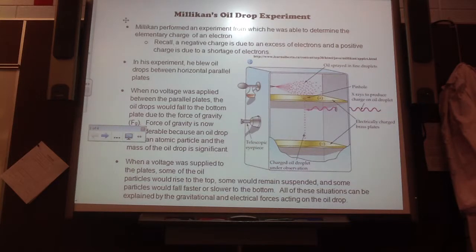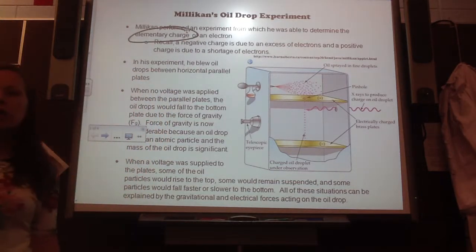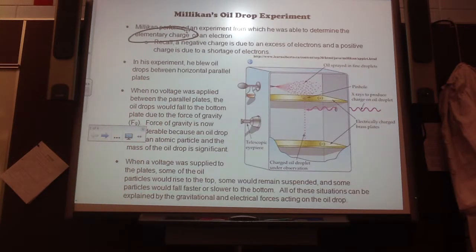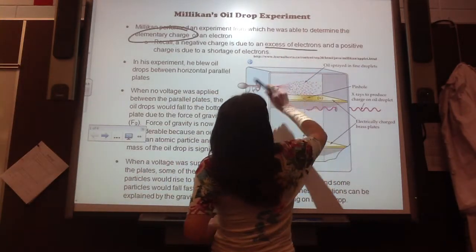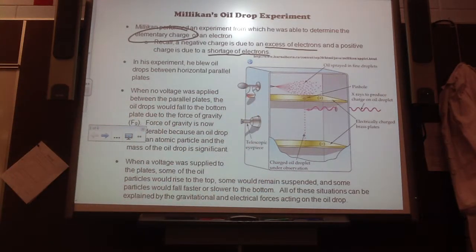So what he did, he performed an experiment from which he was able to determine the elementary charge of an electron. As Lisa pointed out, Coulomb discovered charges and said, okay, this is a charge, but Millikan said this is the quantity of one elementary charge, and he coined that term. Recall a negative charge is due to an excess of electrons, and a positive charge is due to a shortage of electrons. In his experiment, he blew oil drops between horizontal plates.